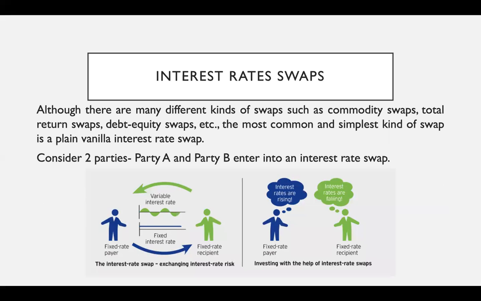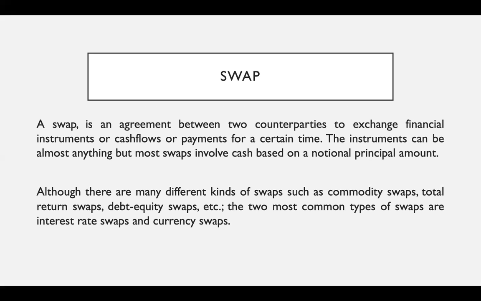Unlike futures and options, which are traded on a public exchange, swaps are customized contracts, so they're traded over the counter. Swaps are traded privately, and because of this there's always an underlying risk of default by counterparties. So let's talk about one of the most common types of swaps, which is an interest rate swap.